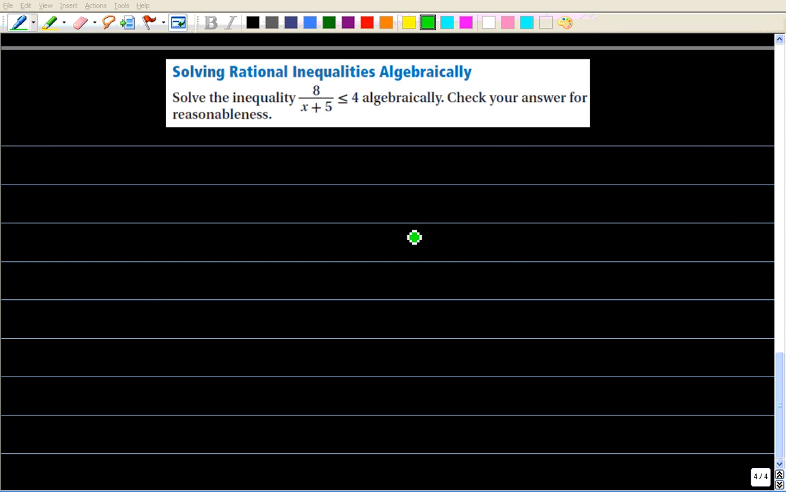Let's look at one more type of problem. We've got solving rational inequalities algebraically. So solve the inequality 8 over x plus 5 is less than or equal to 4 algebraically. And then we want to check to make sure that that answer is reasonable.